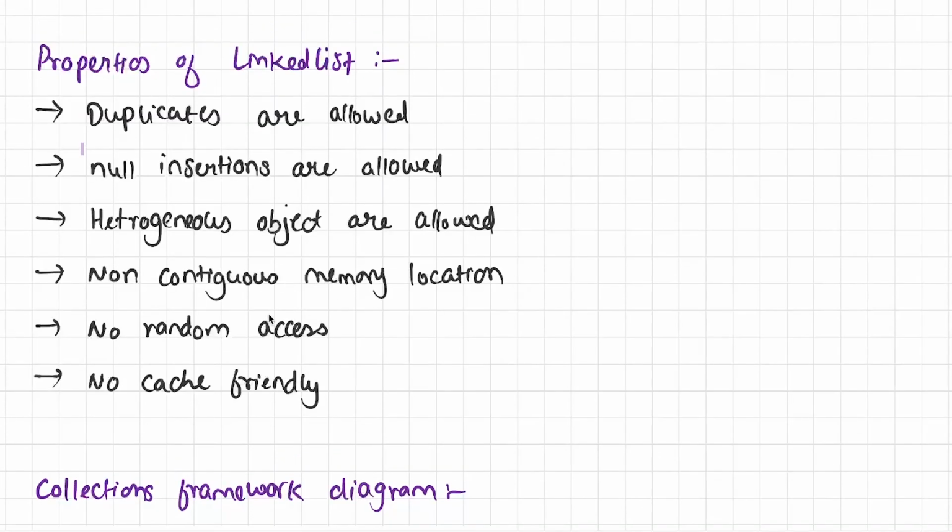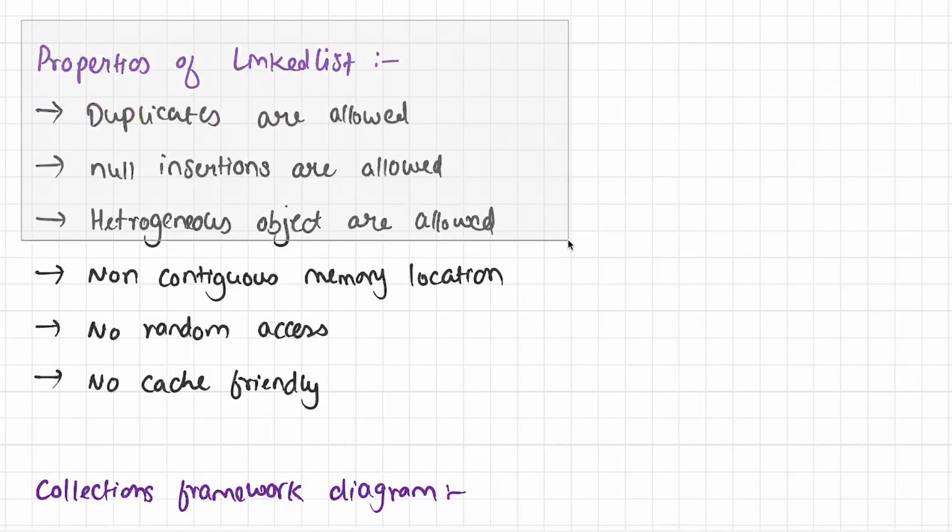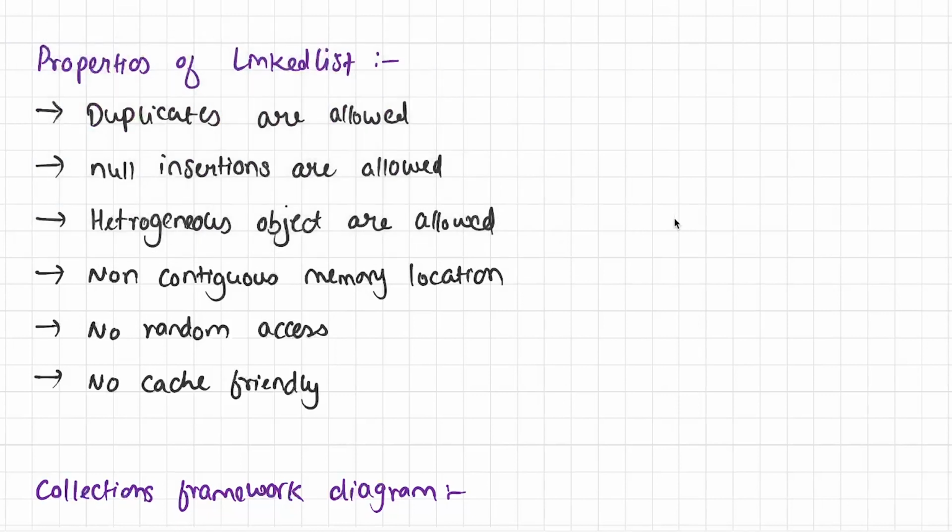Now next thing is, in LinkedList our objects are not stored in contiguous memory locations. So due to this we do not get random access, and LinkedList is not as cache friendly as ArrayList, because all the objects are stored in non-contiguous memory locations. So these are a few of the properties of LinkedList that you should remember: duplicates are allowed, null insertion is allowed, heterogeneous objects are allowed, and objects are stored in non-contiguous memory locations.